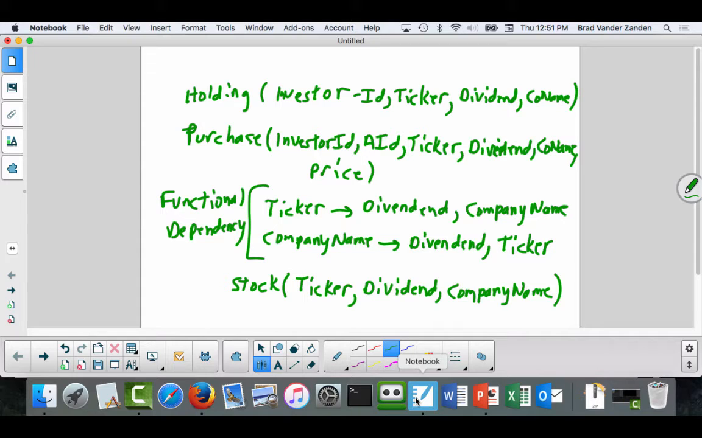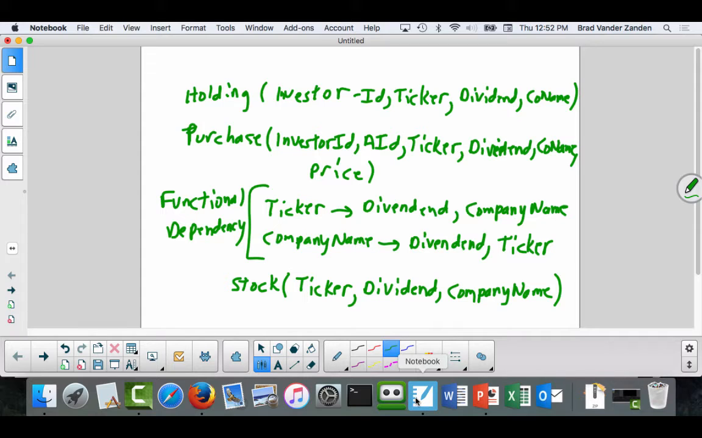It's closer to being unique than company name. Well, no, the functional dependency there is claiming that both of them uniquely determine it. So there's another reason though. Either of them can be the primary key. I'm claiming either of them uniquely determines a stock. Ticker is shorter, more compact. So generally we're aiming for the more compact key because it may end up as a foreign key in another relation. So it takes up less space.